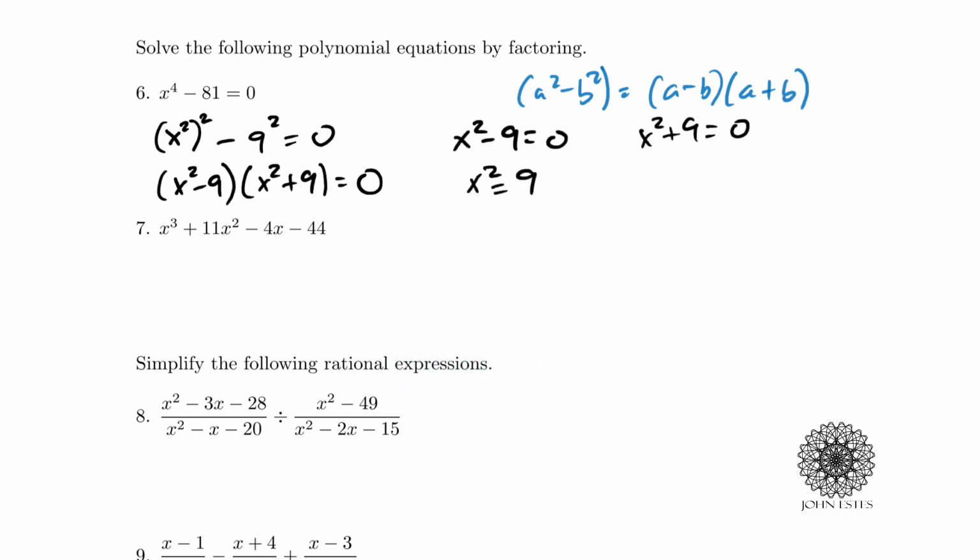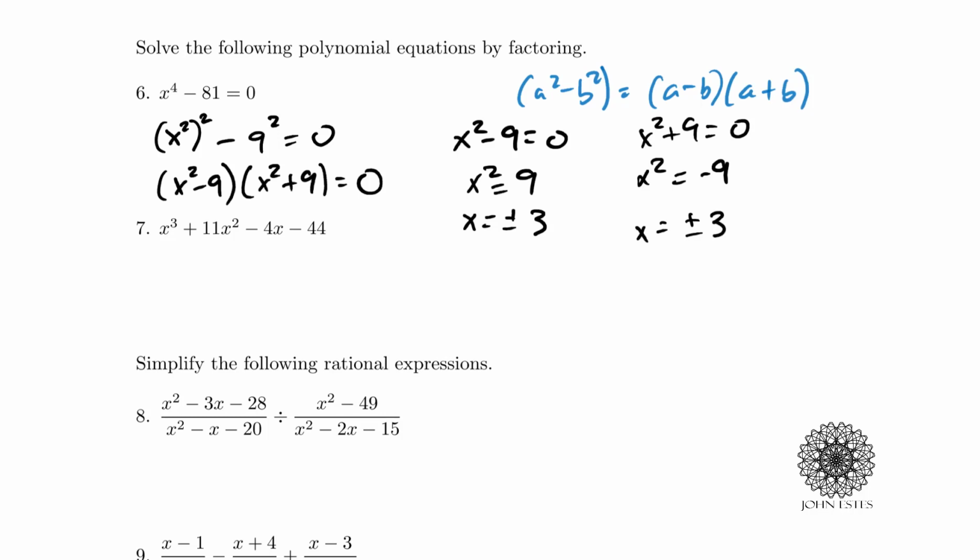I'm going to move the 9 over, and then I'm using the square root property. So I'm going to take the square root of both sides. So I get plus or minus the square root of 9, which is 3. For x squared plus 9 equals 0, move the 9 over, and when I take the square root of both sides, I have plus or minus the square root of a negative 9.